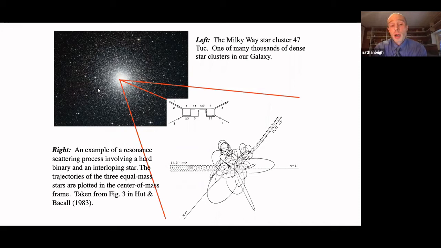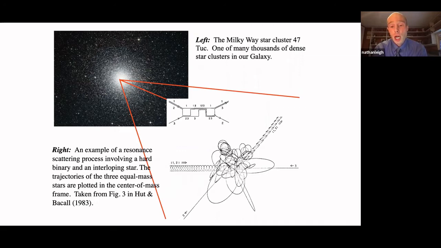So how does the dynamical channel work for putting black holes into binaries? The upper left inset shows a typical star cluster in our galaxy, 47 Tuc. The stellar densities in these clusters can be so high that direct collisions occur between objects about once every million years or so. The inset to the lower right shows just such a collision event and how the dynamical channel works. This is a depiction of a single binary exchange interaction.